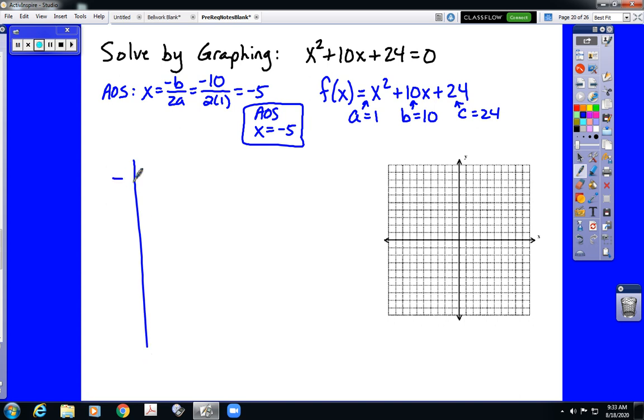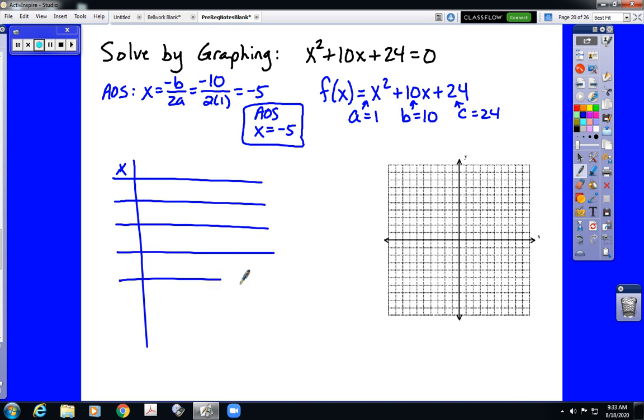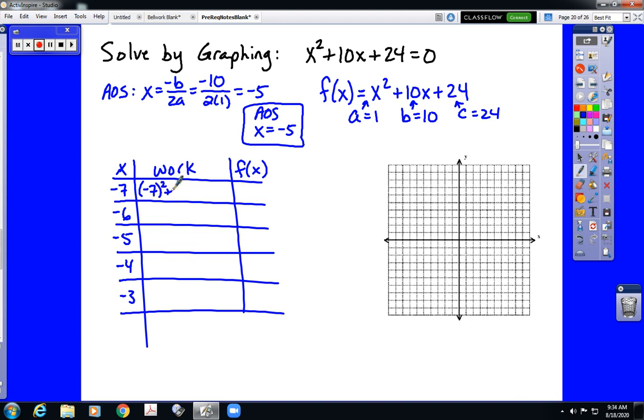That tells us where to center our table of values. That has to have 5 rows. Negative 5 goes in the middle row, which means we're going to be using the numbers negative 7, negative 6, negative 5, negative 4, and negative 3. We're taking those numbers and plugging them in. So negative 7 squared plus 10 times negative 7 plus 24.